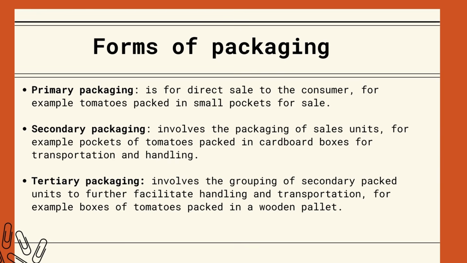So primary will just be packaging the small packets of tomatoes for sale, only for sale. However, with secondary, we're taking these small packets, we put them in cardboard boxes so that we can move them to the market. Then tertiary means taking this secondary package into wooden pallets, for example.